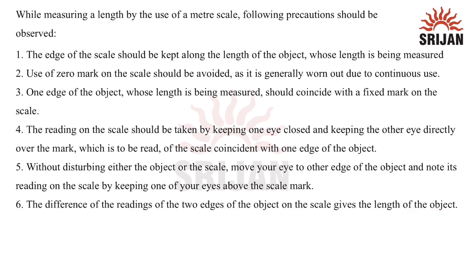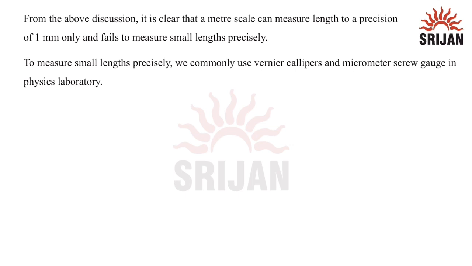Now from the above discussion, it is clear that a meter scale can measure up to a precision of 1 millimeter only. And to measure even small lengths, we commonly use a vernier caliper and micrometer screw gauge in physics laboratory.